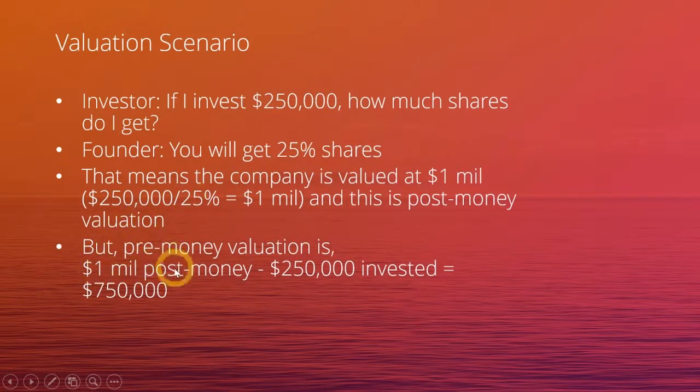So, it's 1 million post-money valuation minus $250,000, which is invested by the investor. So you only have the balance of $750,000. This is your pre-money valuation. This is smaller, this is bigger. Remember, you always want to strike a bigger company valuation.